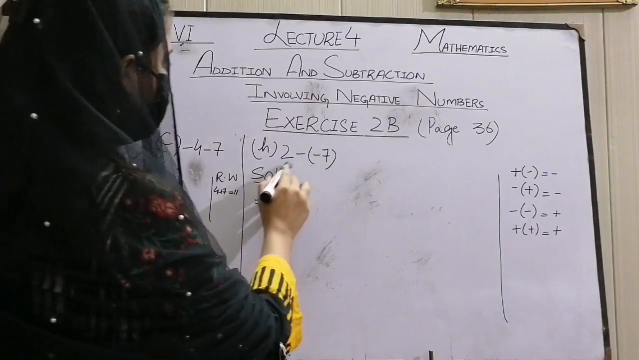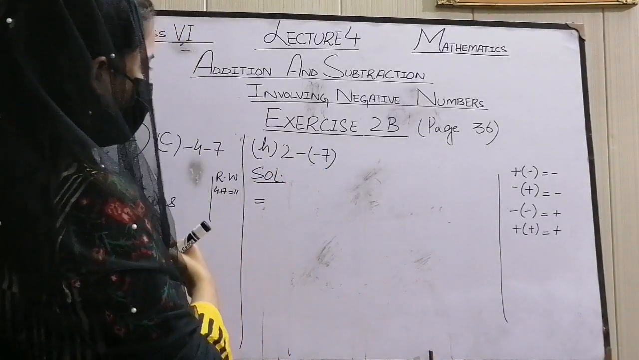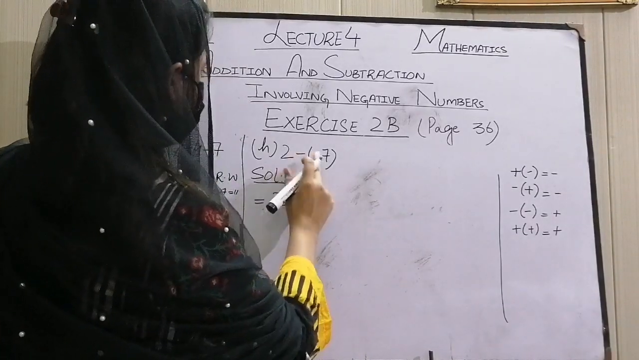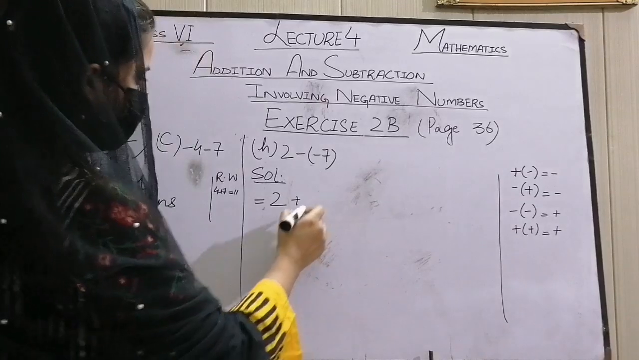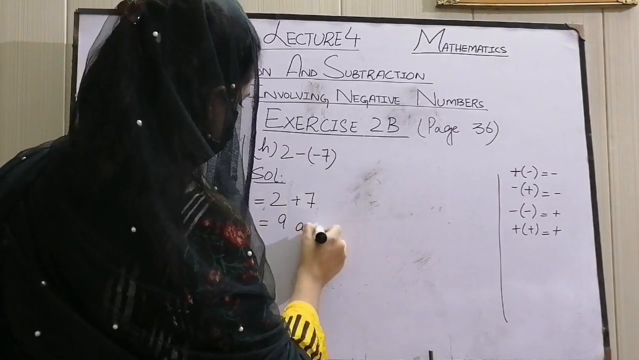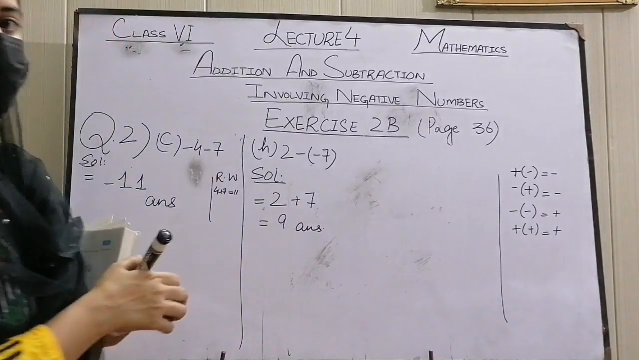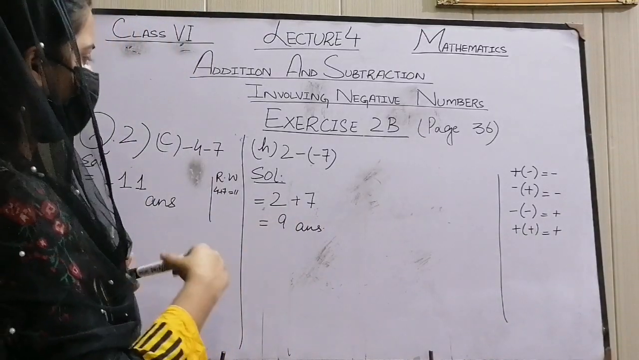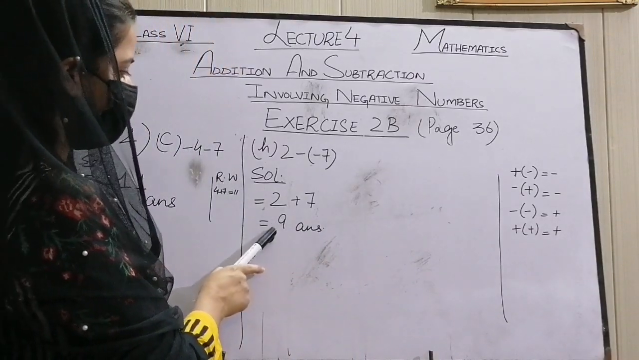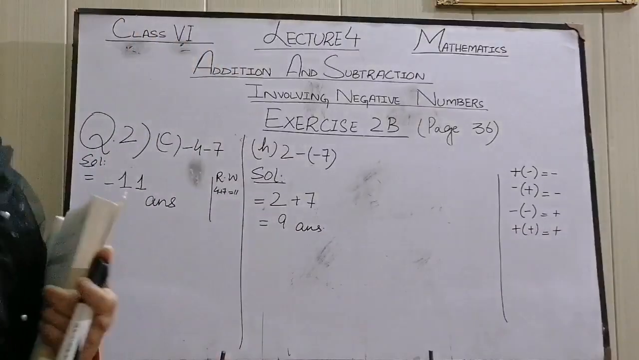Part H is 2 minus, minus 7. Solve the bracket first. Minus minus becomes plus. 2 plus 7 is 9. So 9 is our answer. You can also use disk method, but we have to draw the disks in rough work. You are not supposed to write disks on the main page of your copies.